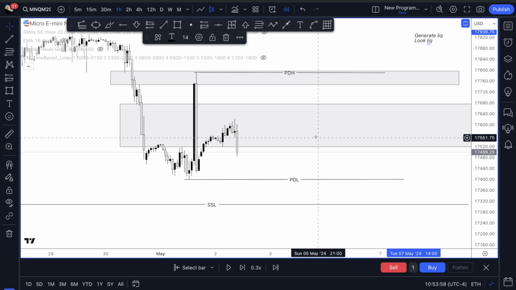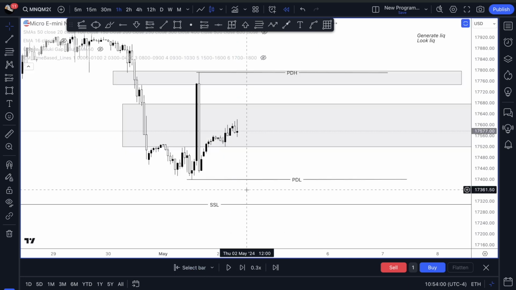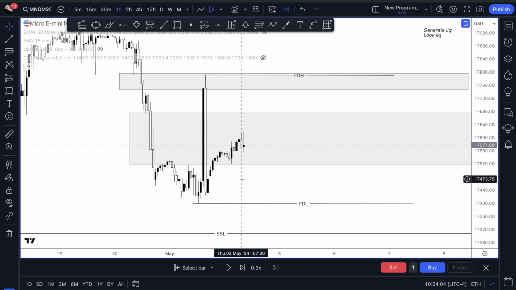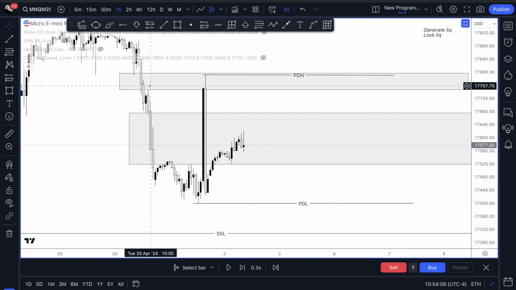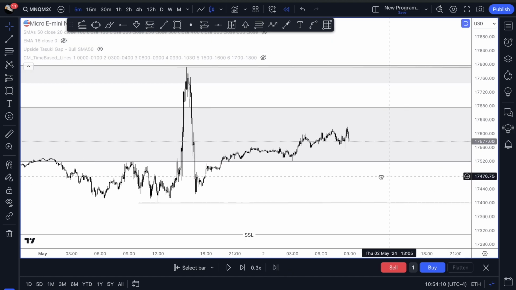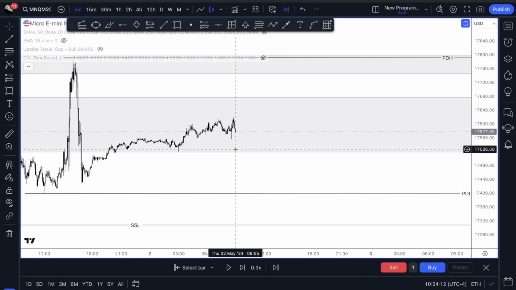Now we're going to go down to the lower time frame, okay? Price is in our fair value gap. You know what that means. We're going to be looking for an entry now, right? So we're going to go to the New York Open, right? The New York Stock Exchange Open right around 9:30.